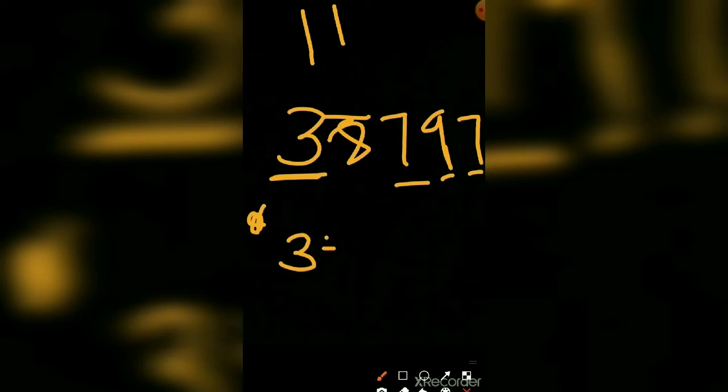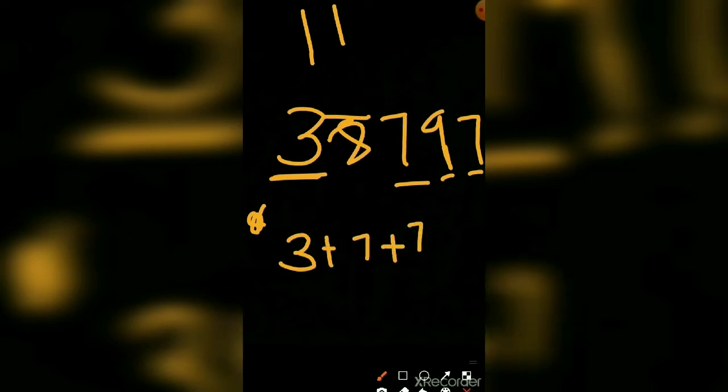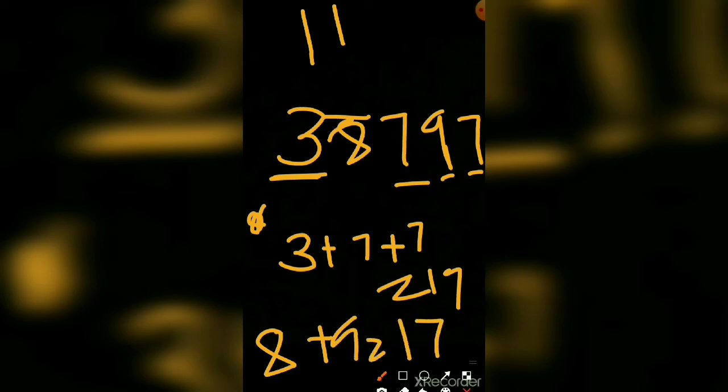So 3 plus 7 plus 7, as the criteria mentioned that we have to do the sum, so it is 17. And then we have to do the sum of the left numbers, that is 8 plus 9, so it is also 17. So the difference, if it is 0 or 11, then the number will also be divisible by 11. So 17 minus 17 is what? It's 0. So we can say that 38,797 is divisible by 11.